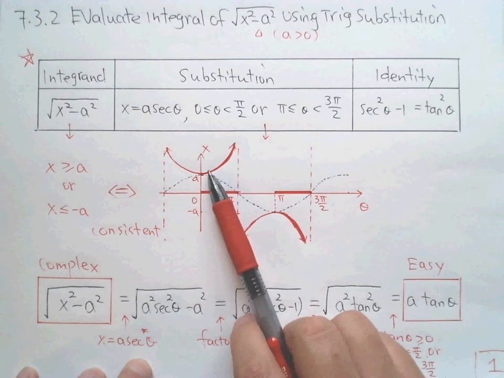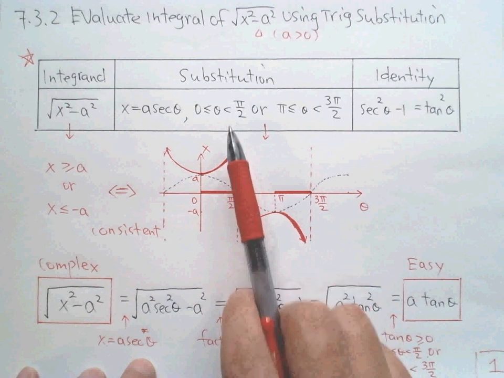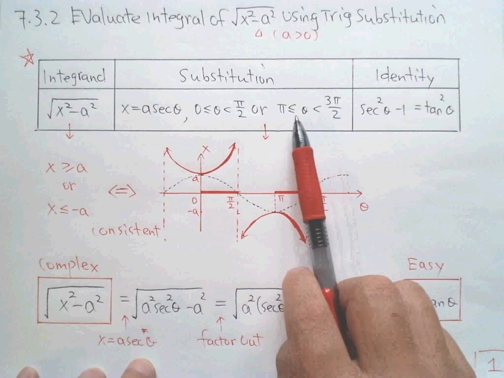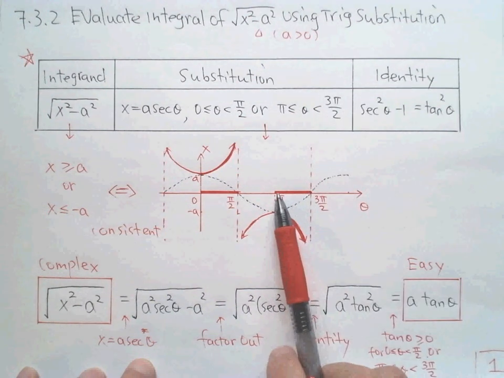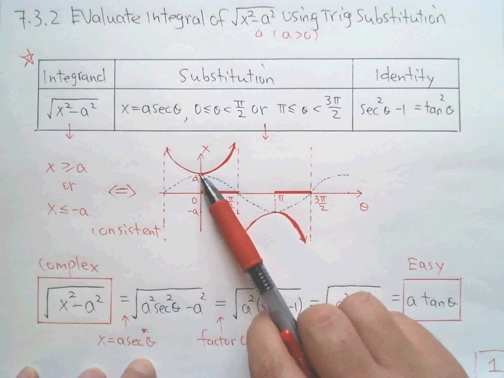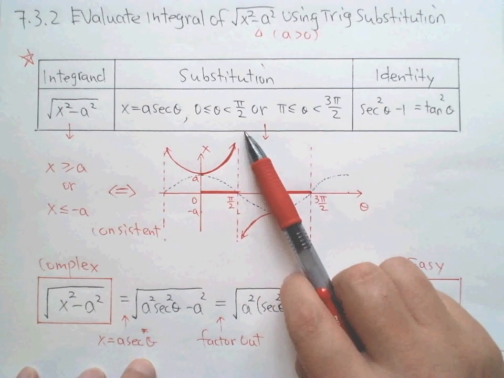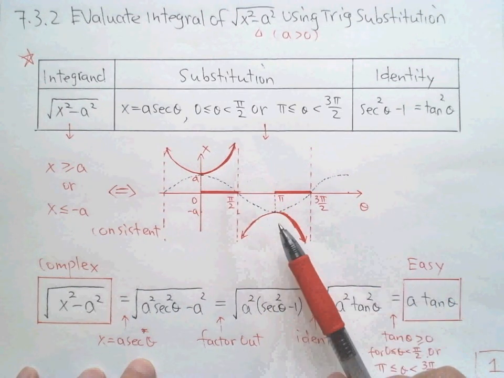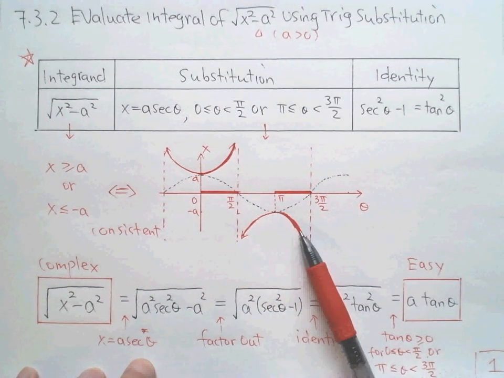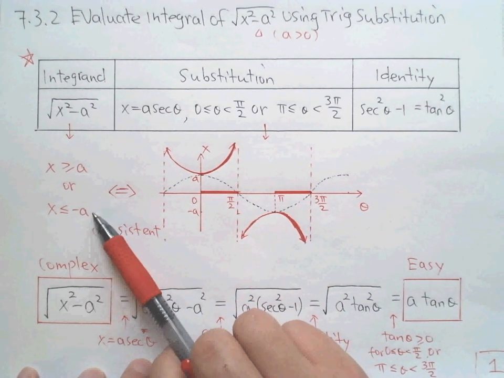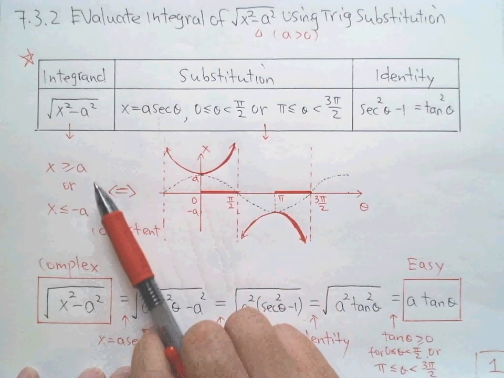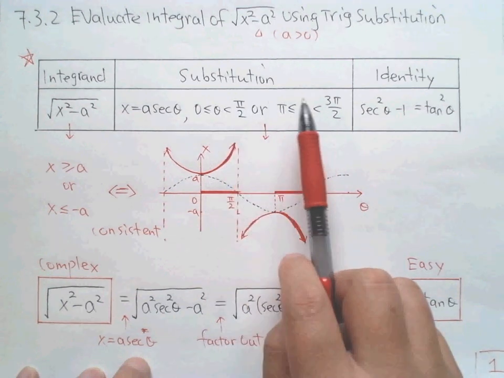If we choose theta belonging to Q1, 0 to pi over 2, or Q3, pi to 3 pi over 2, can I look at the graph? This graph goes up into infinity, which means what? Greater than or equal to a. And the second part goes down to negative infinity, which means less than or equal to negative a. So this is very good. They are definitely consistent. So be sure to remember the domain for theta.